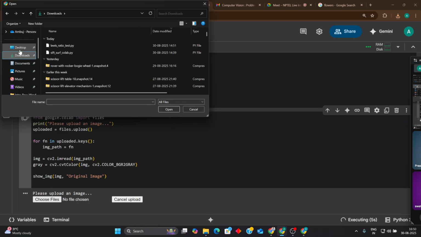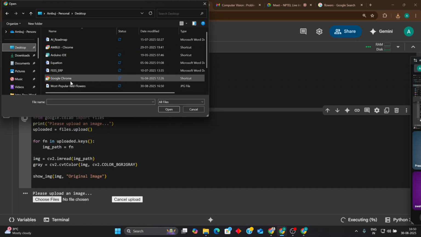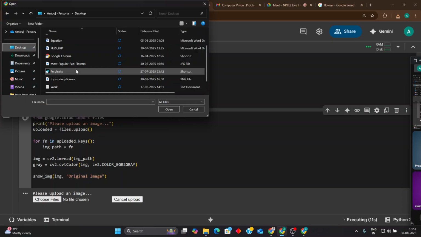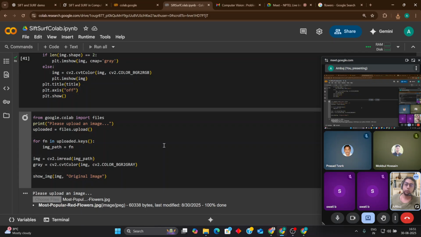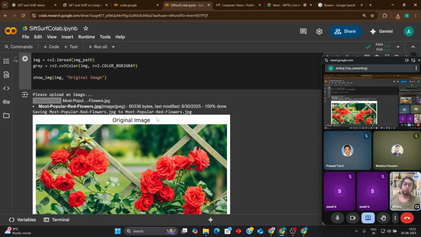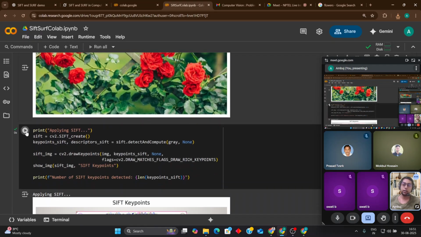Where are these? Yeah, fine. So I have uploaded this particular image. Then applying SIFT. How am I applying SIFT here? Just try to see here. This is nothing, an already built function in your OpenCV library. I have just called this particular function.